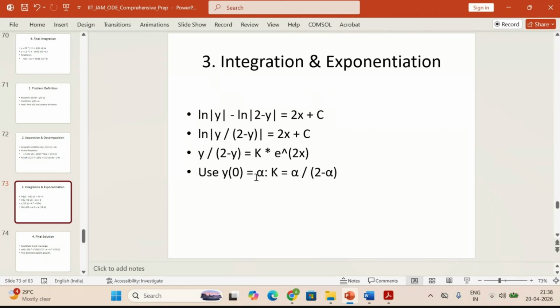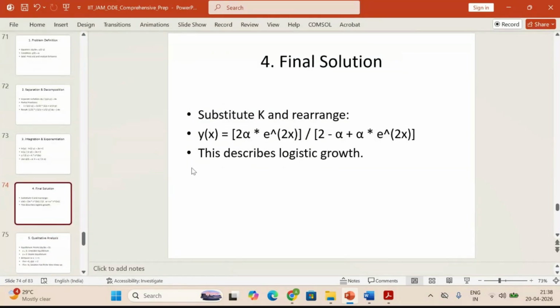Use y(0) = alpha. So k equals alpha/(2 - alpha). And so the final solution, substitute k and arrange: y(x) = 2 alpha e^(2x) / (2 - alpha + alpha e^(2x)). This describes logistic growth. This is the logistic equation, and this describes logistic growth.